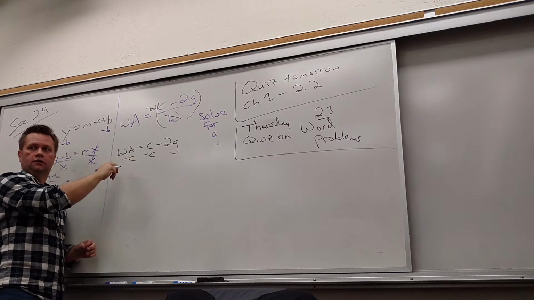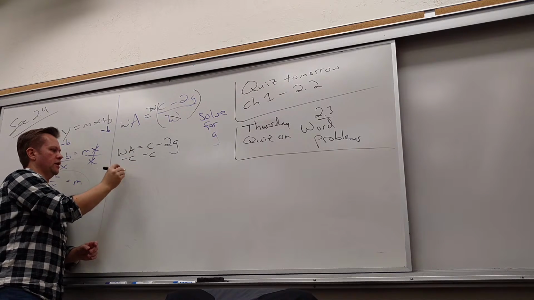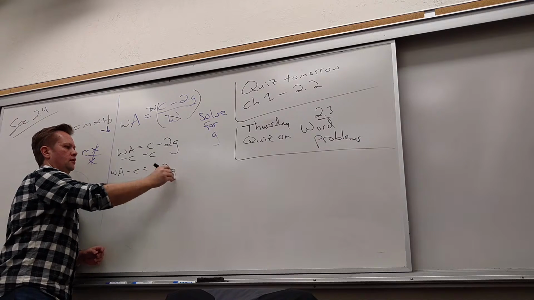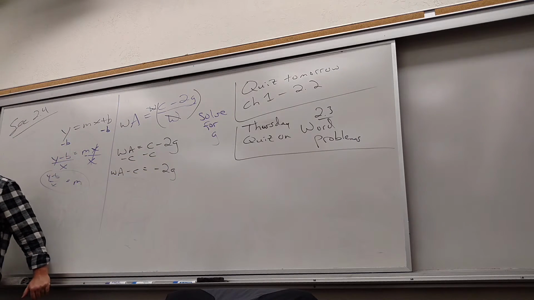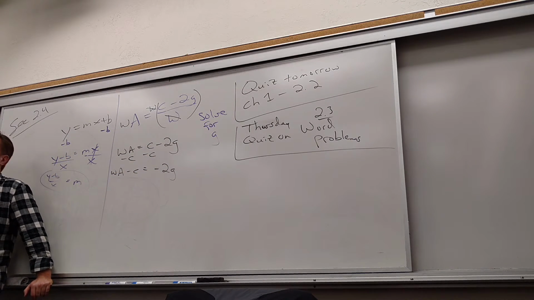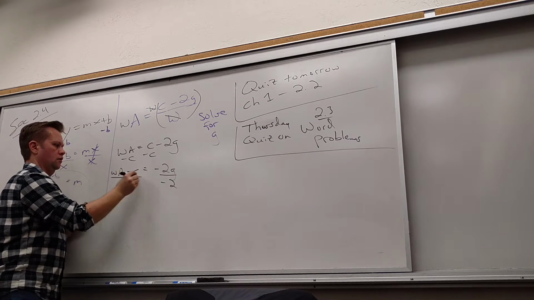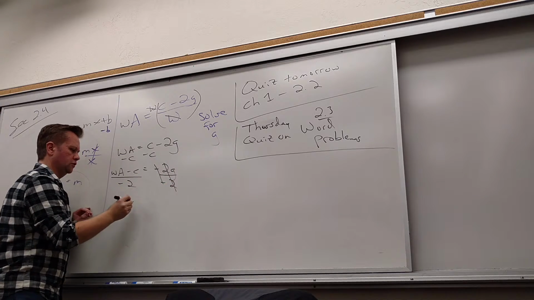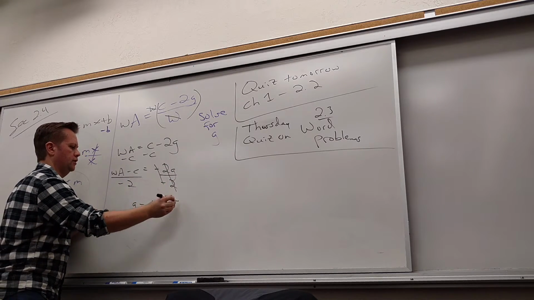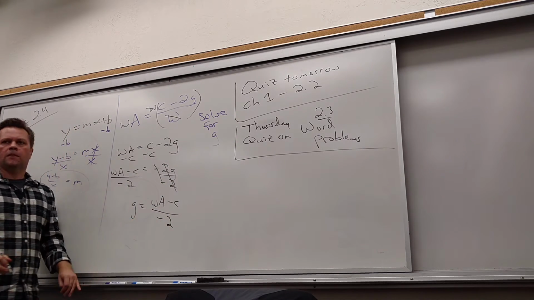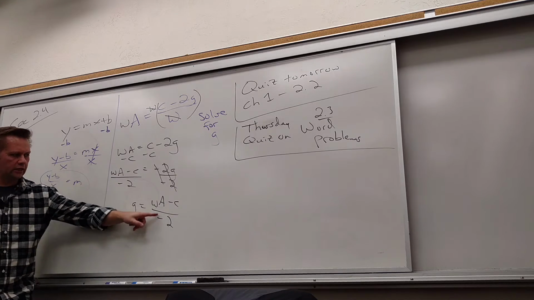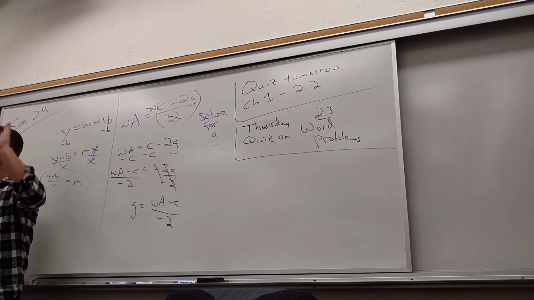What's wA minus C? wA minus C. Negative 2G is left over there. Beautiful. Then you divide by negative 2. So G equals, you can run it like this. You could bring the negative up top and change the signs, but you don't have to.